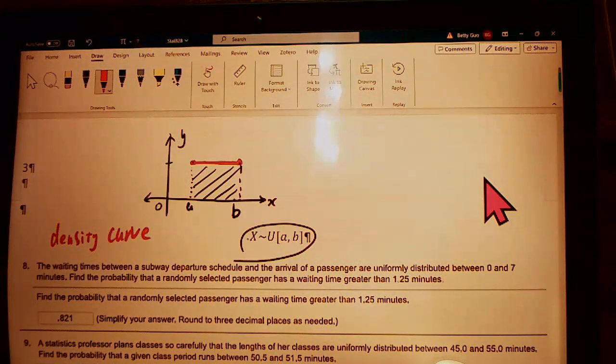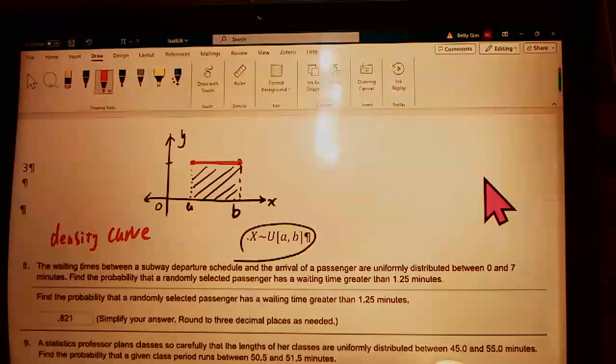Like a waiting time, when you are waiting on a subway. The waiting time is actually uniformly distributed. The waiting time between a subway departure schedule and the arrival of a passenger is uniformly distributed. So that means the waiting time between a subway departure and arrival of a passenger.